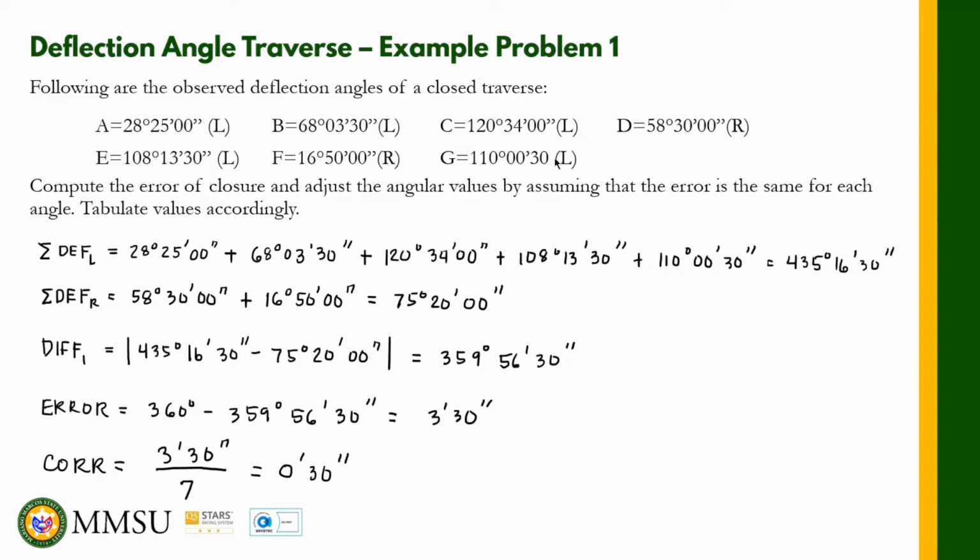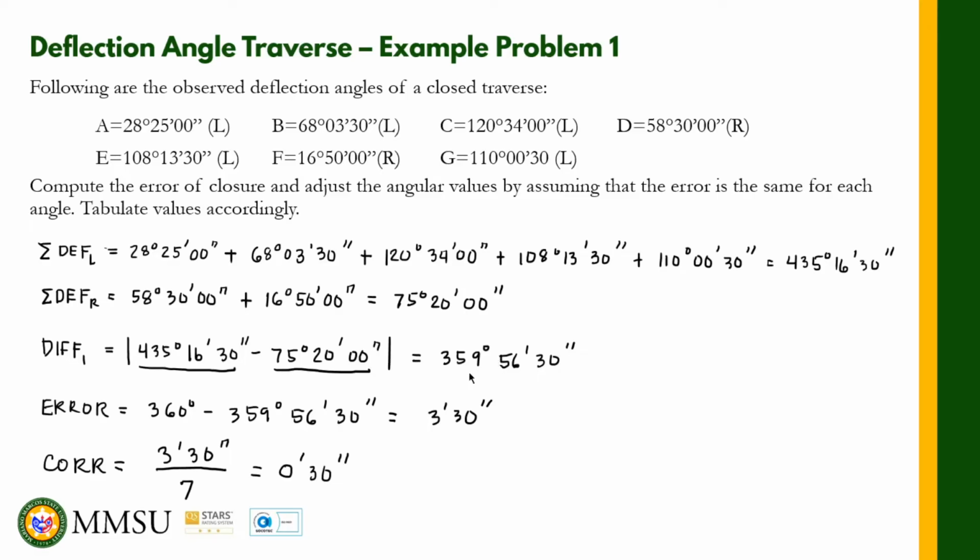Ngayon ito yung sinasabi ko, be careful when analyzing the observed value kasi 'di ba short tayo ng 3 minutes 30 seconds. Short tayo sa 360 degrees. The difference should be 360 degrees between the deflection angle to the left and the deflection angle to the right. We need to widen. Kailangan pa nating palakihin yung difference, tama? Kasi kulang nga eh. It's only 359 degrees, 56 minutes, 30 seconds.